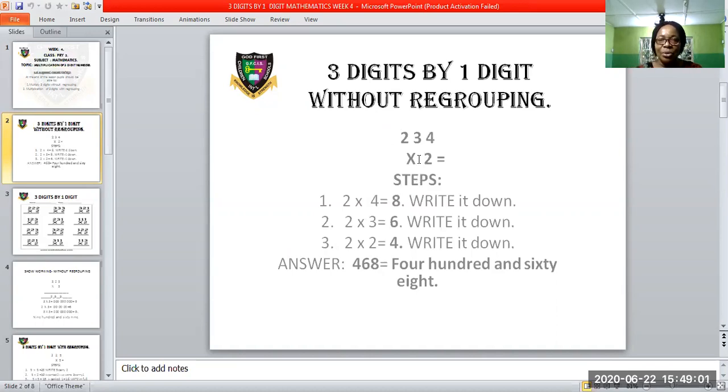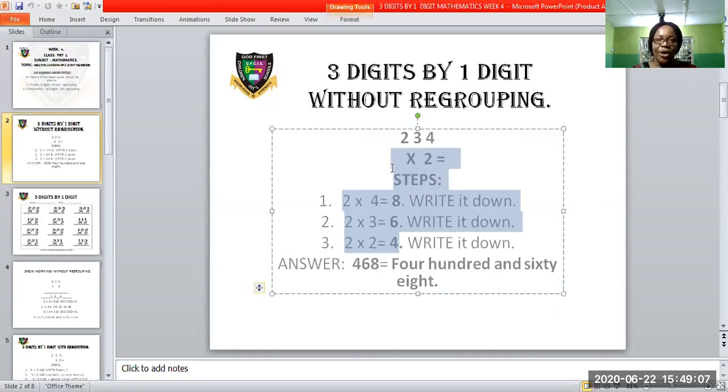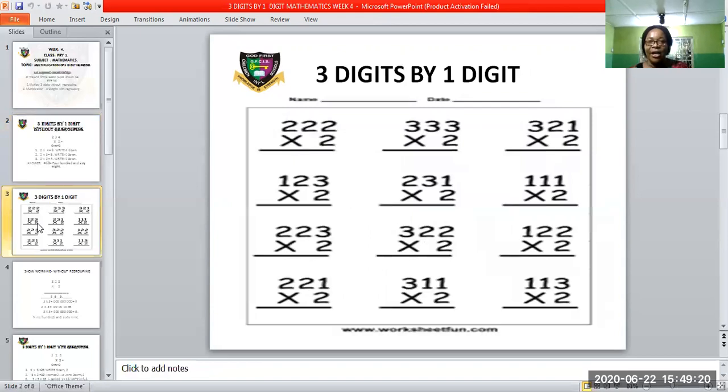2 times 3 is 6. Write 6 in the answer slot. And 2 times 2 is 4. Your answer is 468. Did you get that? Okay. Now let's move on to see other examples.